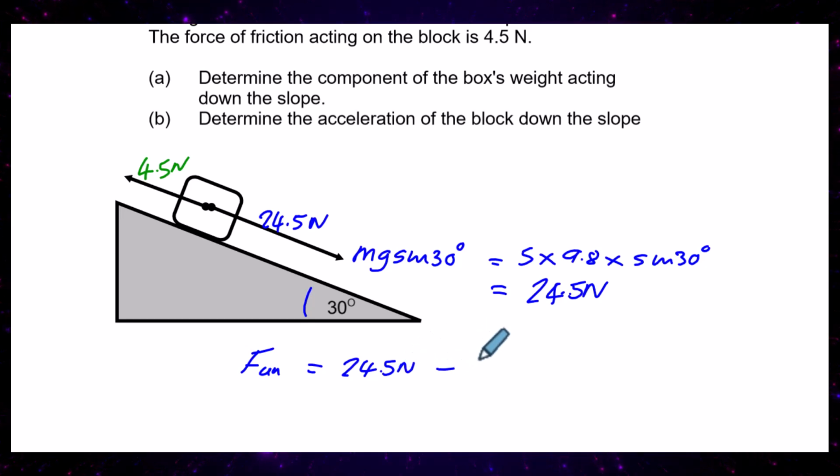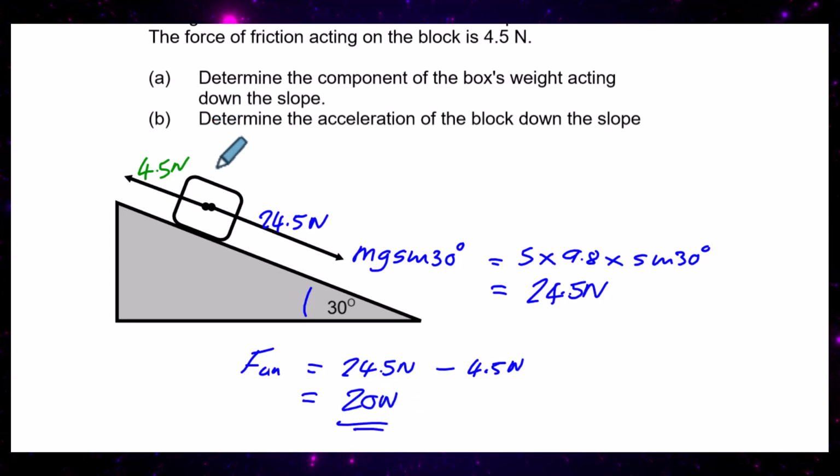Take away what's holding it back, 4.5 newtons. So that's going to give us an unbalanced force of 20 newtons. So bingo, we have got the unbalanced force, which I'll draw as two little lines like that, of 20 newtons. So that's going to be the unbalanced force.